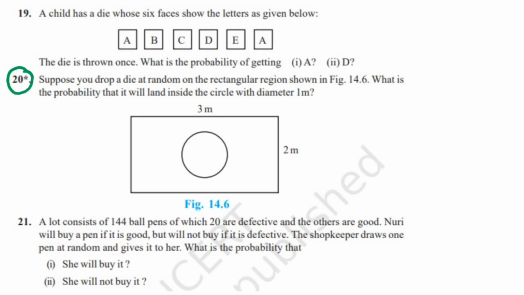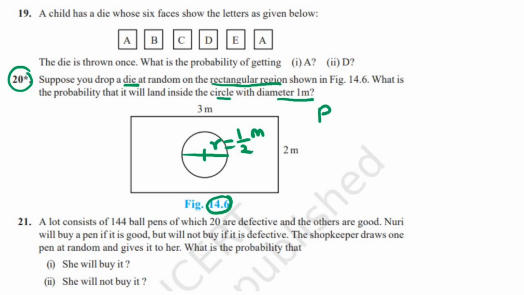Now the 20th question. The question says, suppose you drop a dice at random on this rectangular region shown in this figure 14.6. What is the probability that it will land inside the circle with a diameter 1 meter? So this circle has a diameter of 1 meter, means its radius is 1 upon 2 meter, 0.5 meter. So what is the probability that the dice will fall into the circle region?